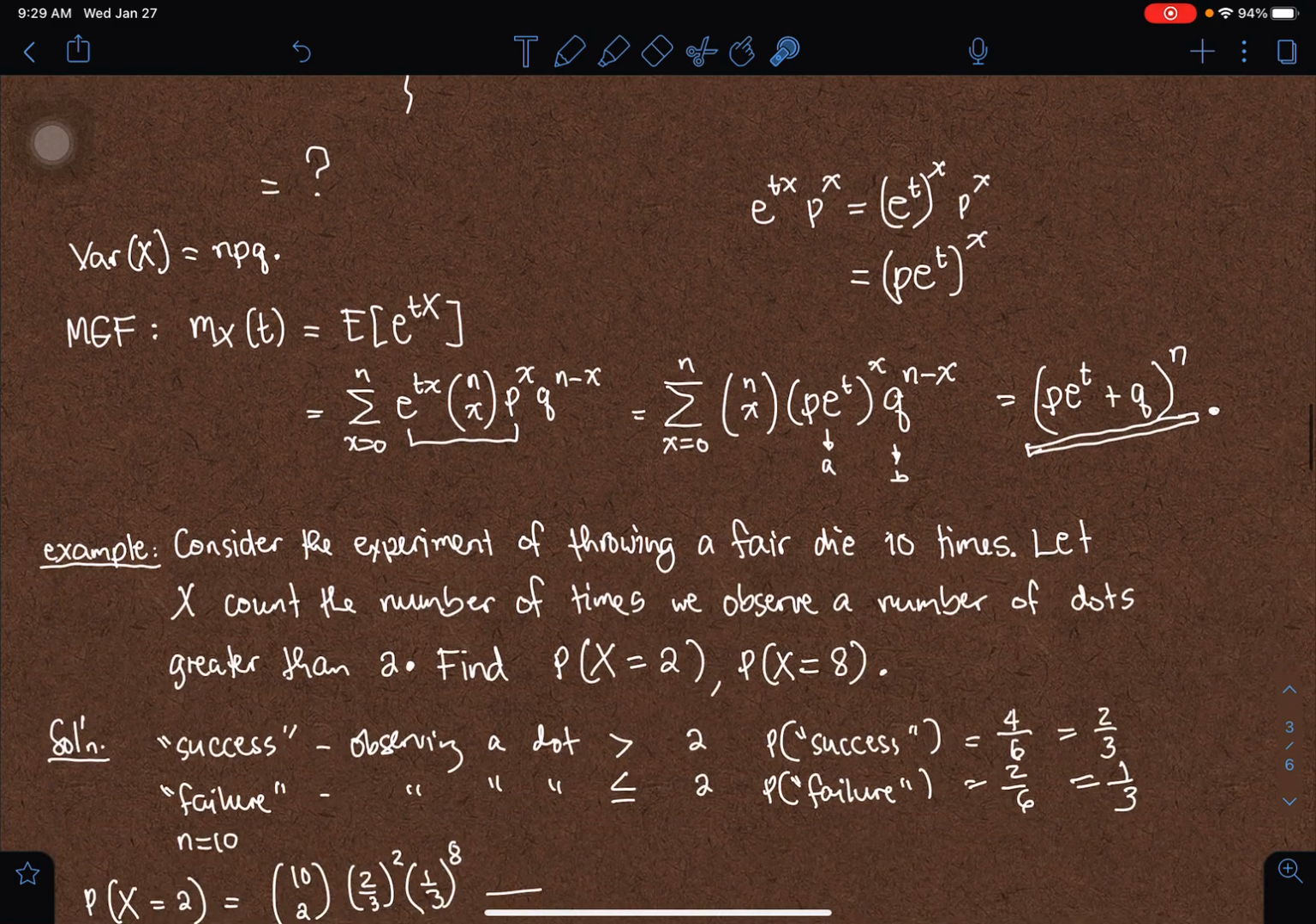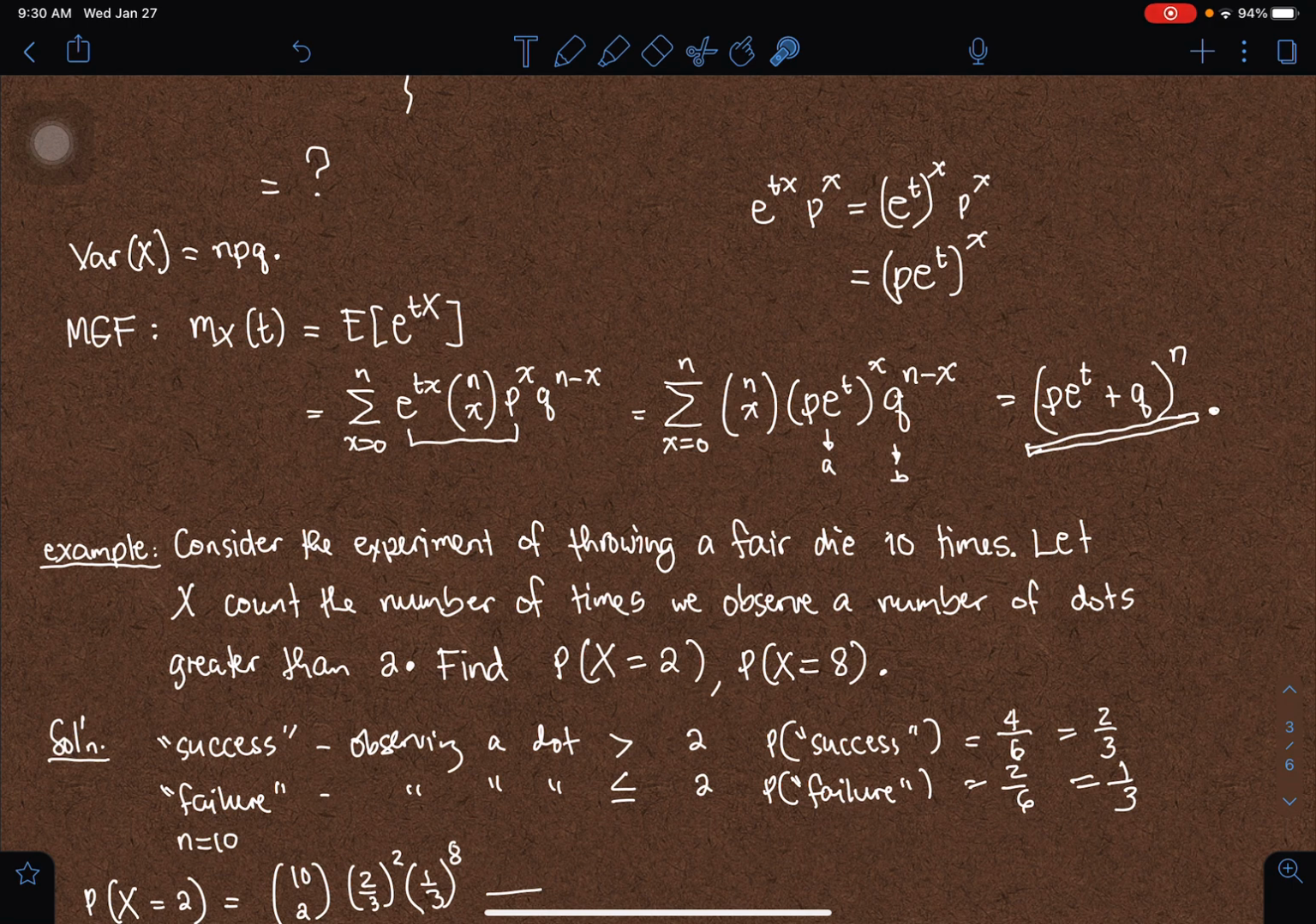So let's now proceed to deriving the moment generating function of the binomial distribution. As discussed, it is denoted by m sub x of t, or the expected value of e to the tx. So we get the sum from 0 to n of e to the tx times the density, n taken x times p to the power x times q raised to n minus x.